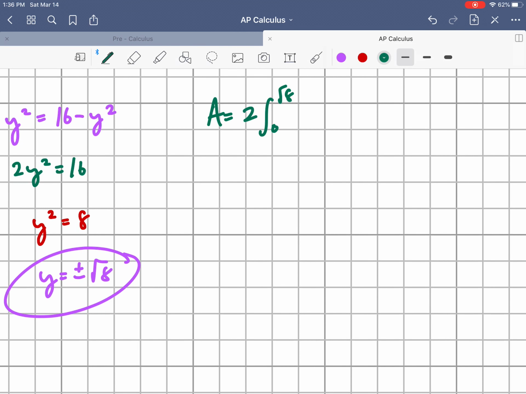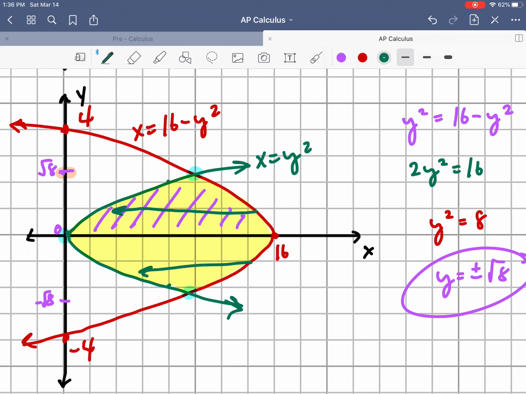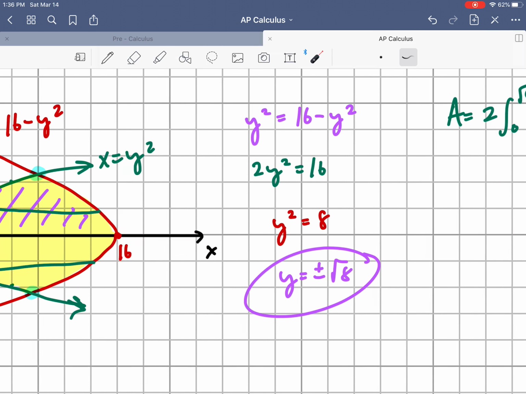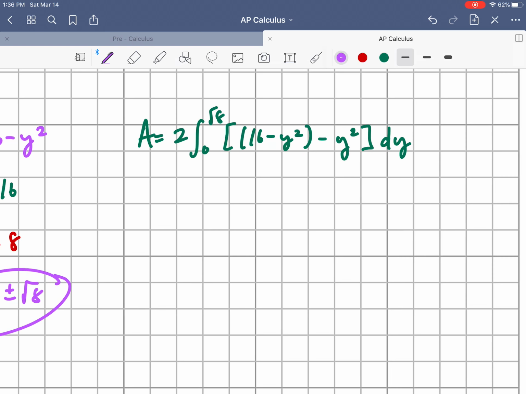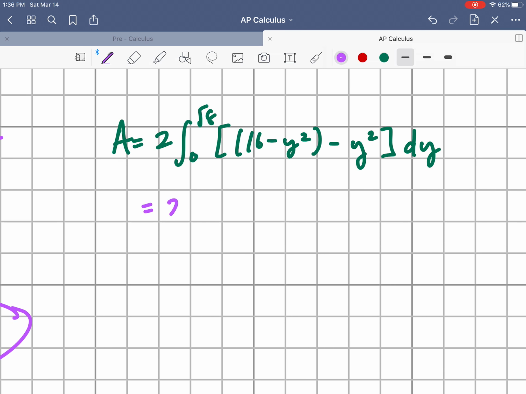So it'll be brackets, parentheses, 16 minus y squared, minus the function furthest to the left. That would be this one right here, which is y squared. And we are going to integrate with respect to y. Now before we do that, we can simplify a little bit. So 2, the integral from 0 to square root of 8. My integrand becomes 16 minus 2y squared dy.